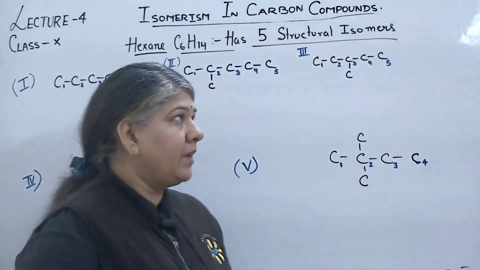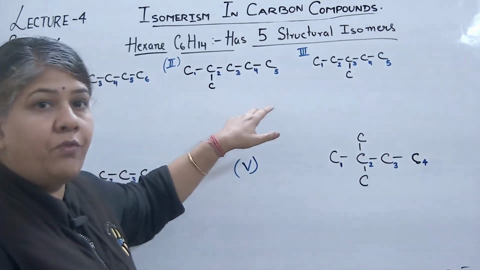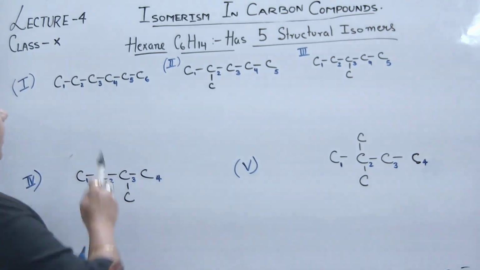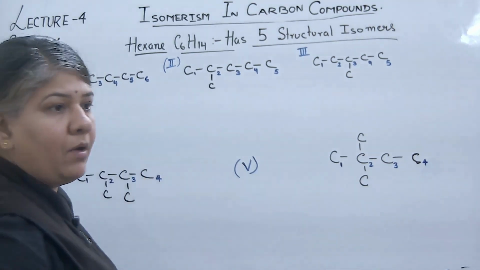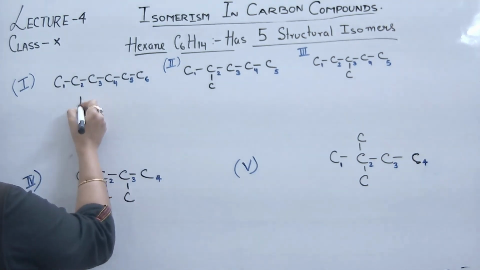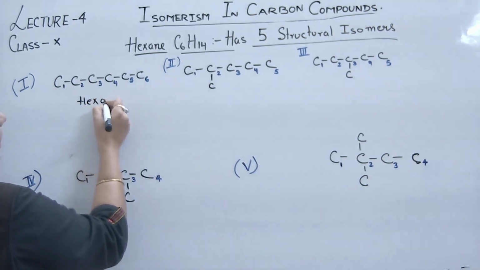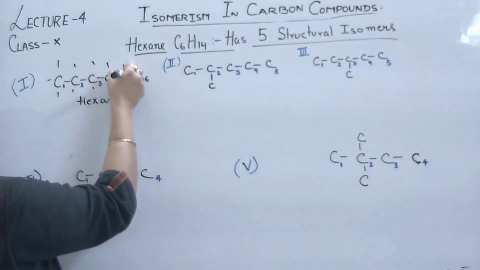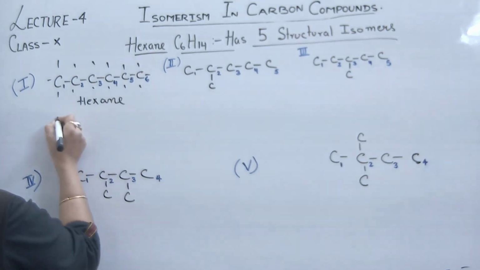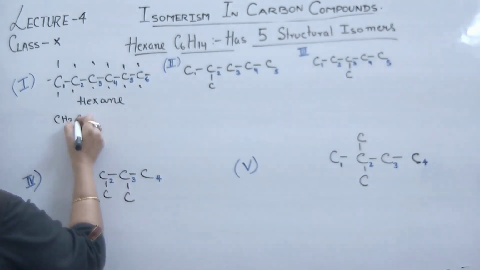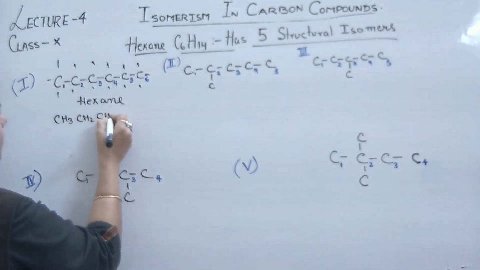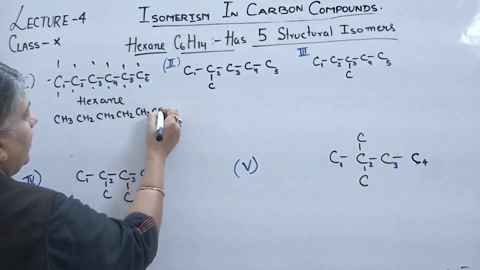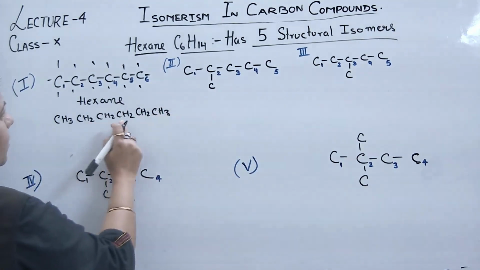Let's see the structural isomers of hexane. So it has 5 structural isomers, and let's begin from here. See, this is a continuous straight chain compound, so its name will be hexane. You can complete the rest of the bonds with hydrogen. So what you get? CH3, CH2, CH2, CH2, then again CH2 and CH3. Let's count 1, 2, 3, 4, 5, 6.